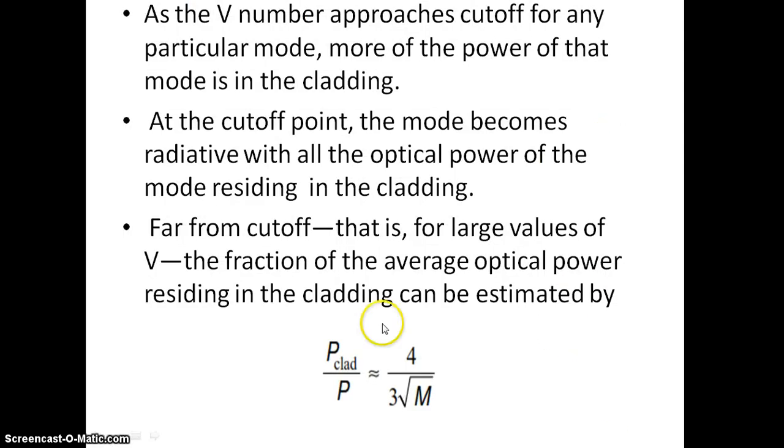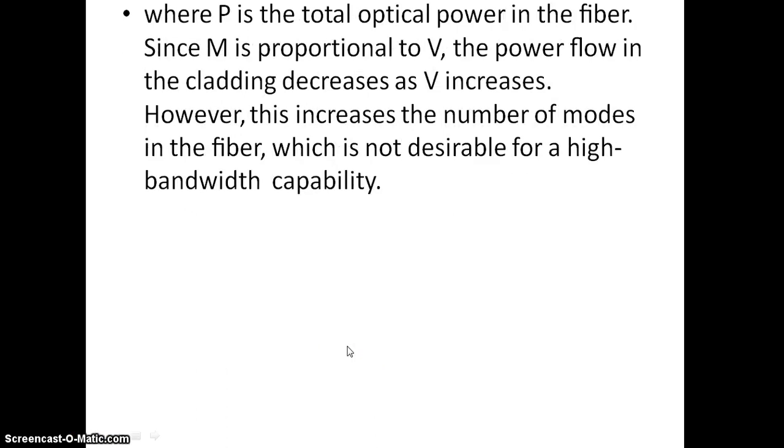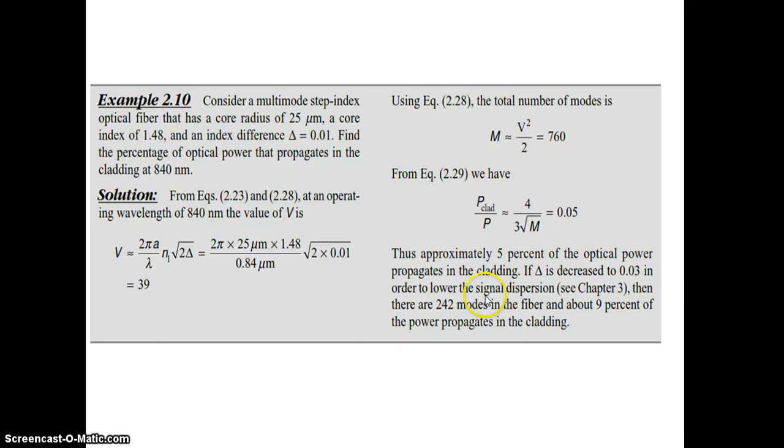And the ratio of cladding power to total power is given by 4 by 3 root M. So the ratio of the power propagating through the cladding to the total power is given by 4 by 3 root M, where P is the total optical power in the fiber. A problem has been solved using this 4 by 3 root M.